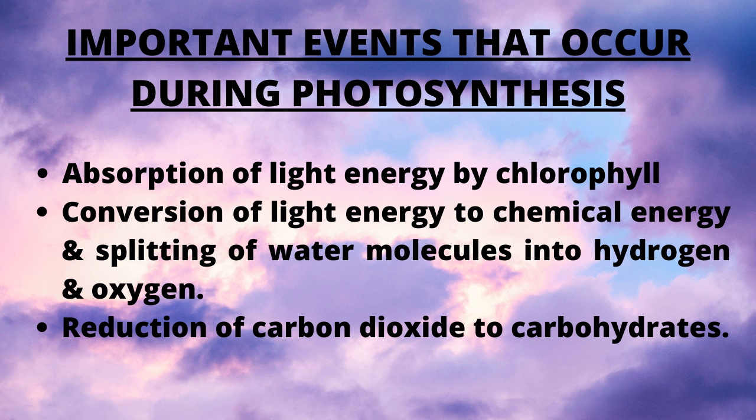Let us now see the important events that occur during the process of photosynthesis. First point, absorption of light energy by chlorophyll. That is, the chlorophyll traps the light energy from the sun. Second point, conversion of light energy to chemical energy and splitting of water molecules into hydrogen and oxygen. And the last point, reduction of carbon dioxide to carbohydrates, particularly in the form of glucose.